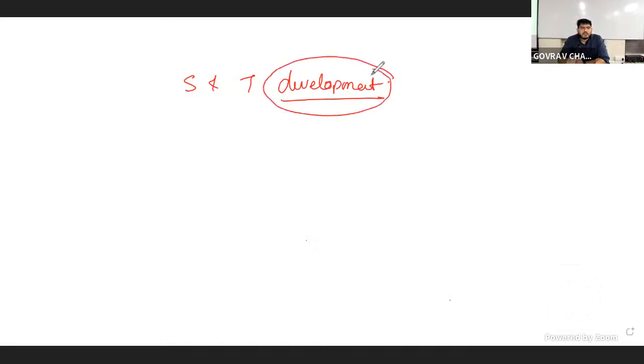If you read the syllabus, have you guys read it? What is written? Science and technology. A word is added to it, and that word gives an open gate for current affairs. What is that word? Developments. Science and technology developments. Development means we are giving an open gate to current affairs. Whatever is new, you will take it.